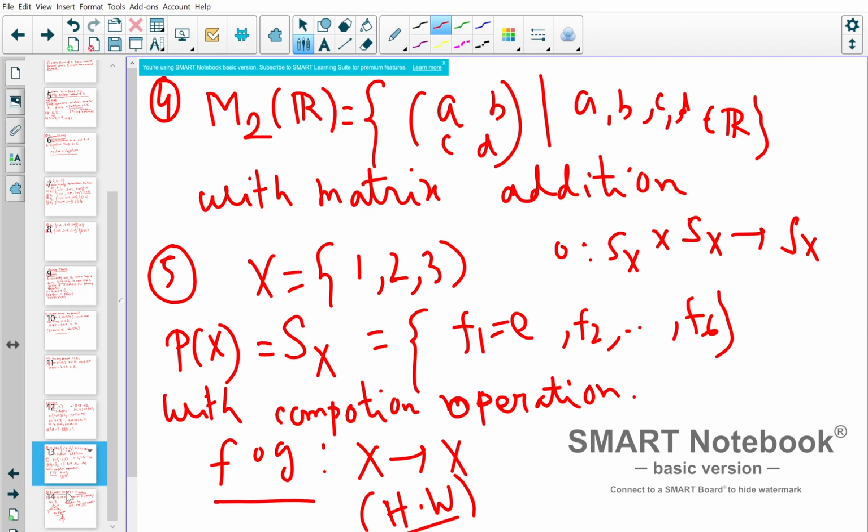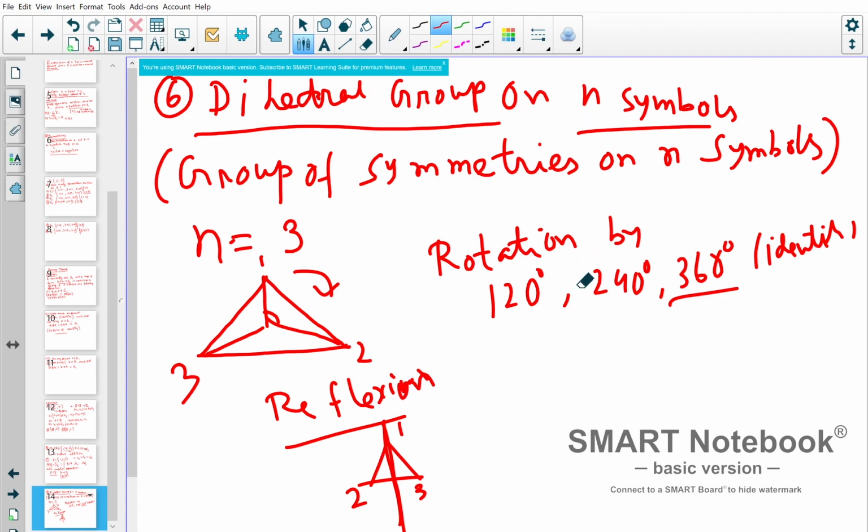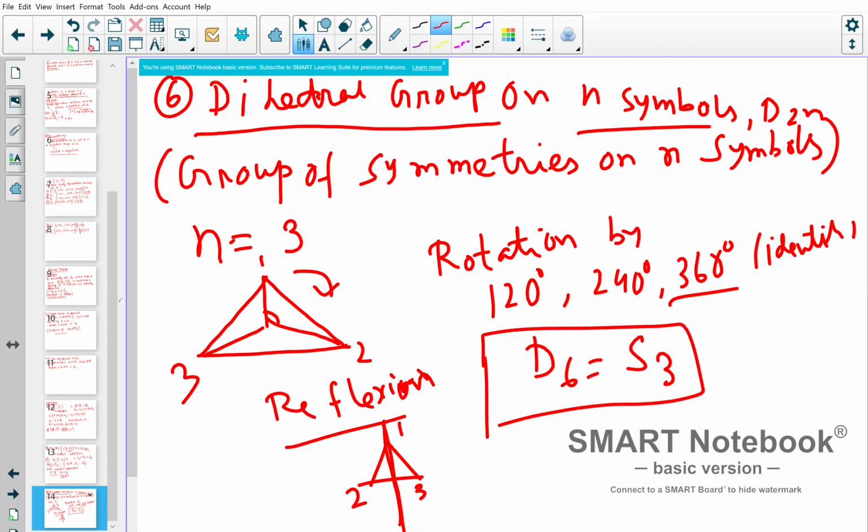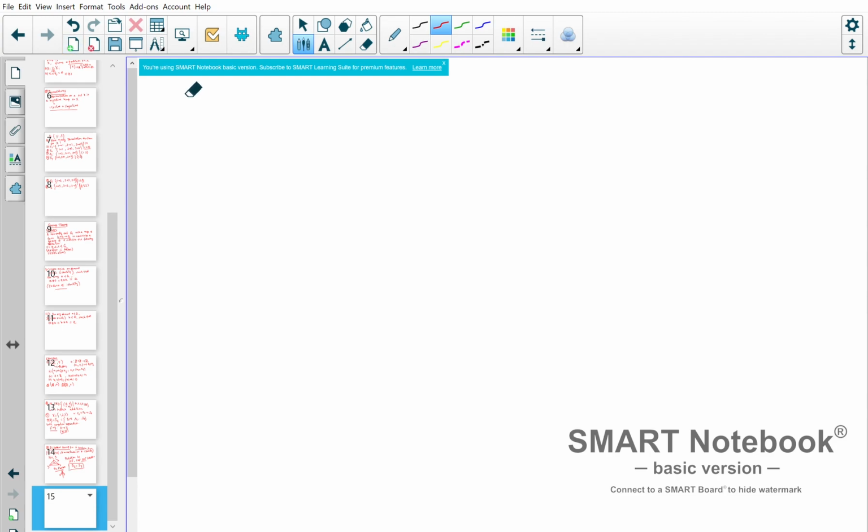Generally, this group of symmetries is written by the symbol D2n, and I will also use that symbol. Now you check that D6 is actually nothing but S3, the symmetric group on 3 elements. But this is not true for other cases. For example, what is D8? D8 means the symmetries on 4 vertices, right?